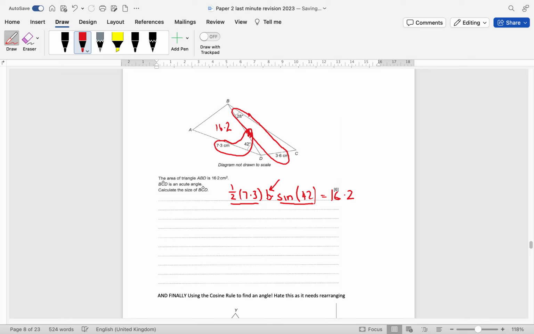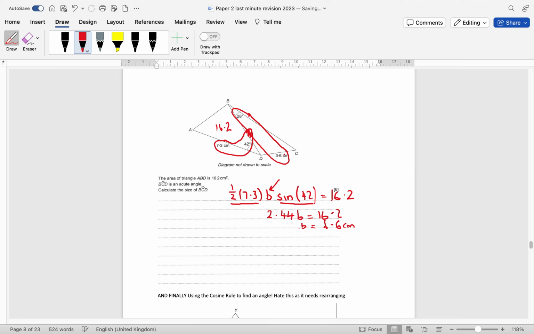So I'm going to put in half 7.3 times sine 42 equals, okay, so I get 2.44, but don't forget I didn't do anything with B, so it's B equals 16.2. So if I divide 16.2 by 2.44, then it'll tell me what B is. 16.2 divided by 2.44, and it is 6.6 centimeters. Okay.